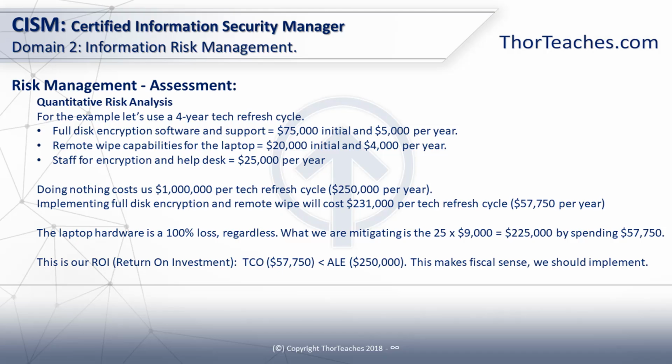So really it's only going to cost us $57,750 per year. We can assume the laptops will still be lost, so the $25,000, that's just the laptop value, will still be lost. But the $225,000 that was the loss from the personally identifiable information, we would no longer incur. So by spending the $57,000, we would save $225,000. And this is what we want in all our risk analysis. We want a positive ROI, return on investment.